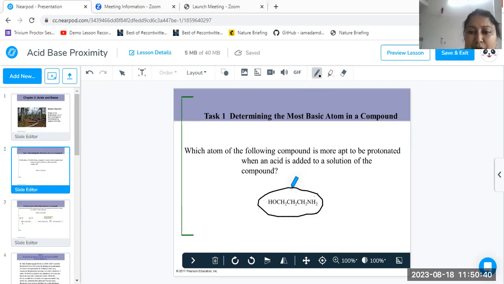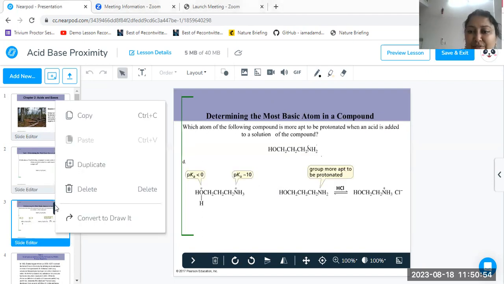Student A, can you please try this question? I'll give you a minute. Yes, a minute's over. Student A, what do you think about it? Yes, that is correct. Good job. Way to go.